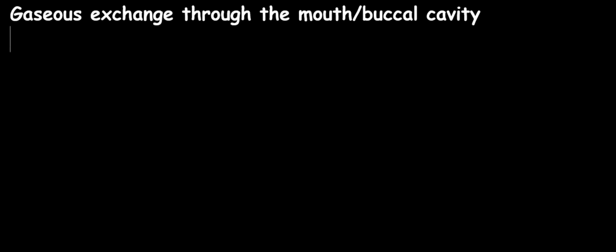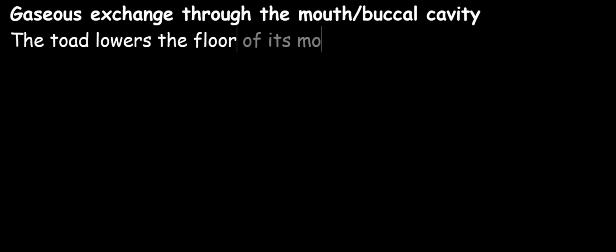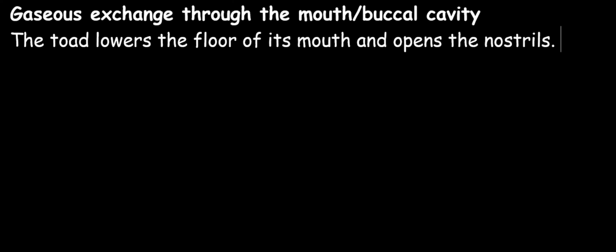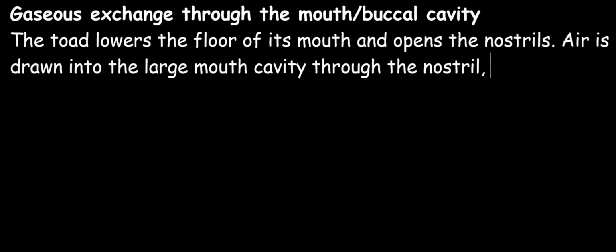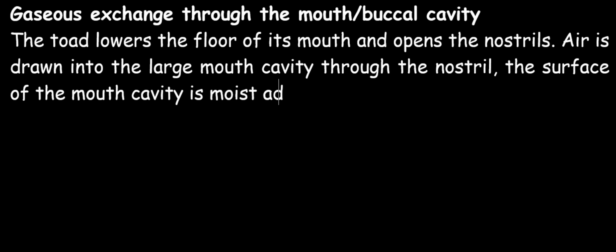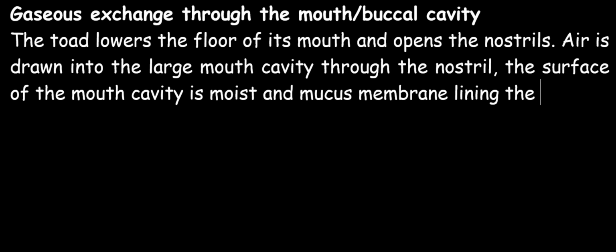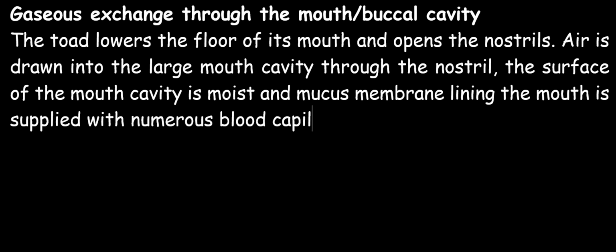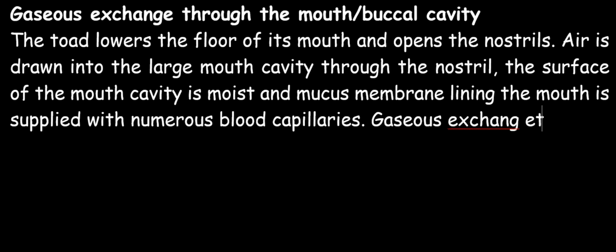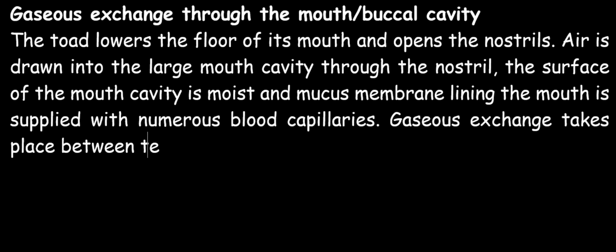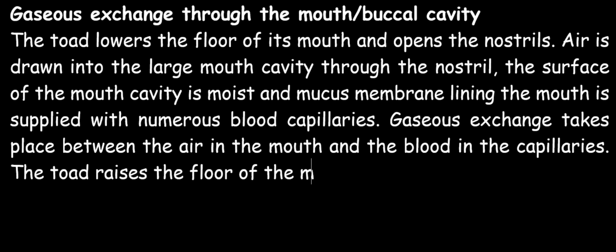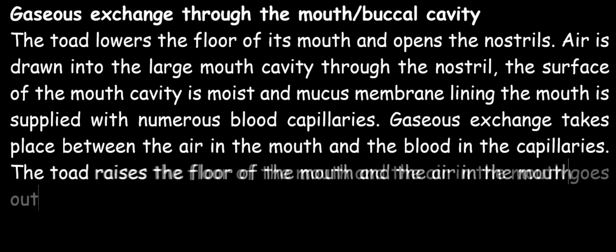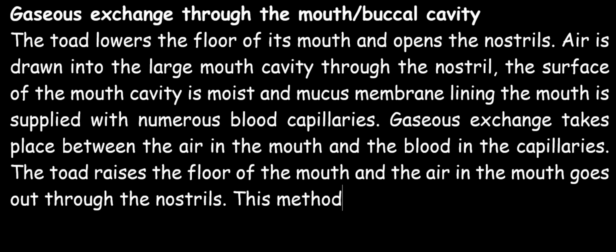The process involved in this is that the toad lowers the floor of its mouth and opens the nostrils. Air is drawn into the large mouth cavity through the nostril. The surface of the mouth cavity is moist, and the mucous membrane lining the mouth is supplied with numerous blood capillaries. Gaseous exchange takes place between the air in the mouth and the blood in the capillaries. The toad raises the floor of the mouth, and the air in the mouth goes out through the nostrils. This method of breathing is used on land.